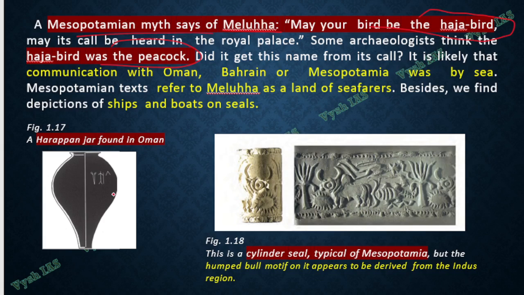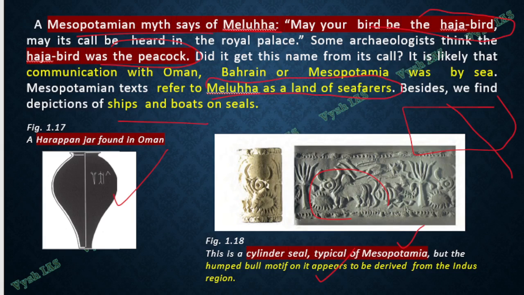If you see, a Harappan jar found in Oman looks something like this, and then a cylindrical seal is there. A cylindrical seal is typical of Mesopotamia, but the humped bull which you see inside it is a motif which you find in the Indus Valley region also. That is why maybe you traded something there, maybe you delivered some packet there, on which this seal was used. Like that, they refer to Meluha as the land of seafarers. That means they are coming there through ships and boats, and maybe the seal was used for that purpose only, as I told, to exchange some goods.